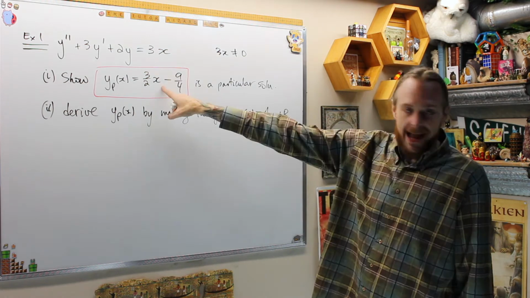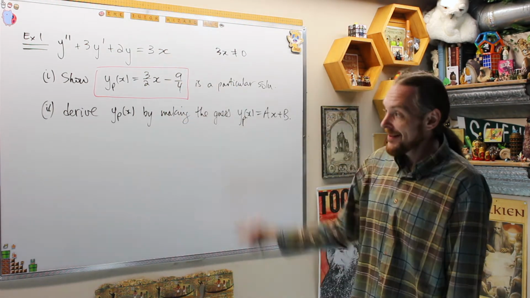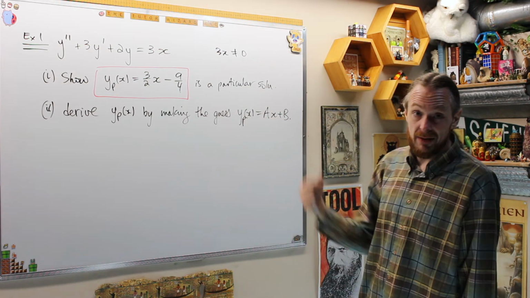That's not the magic though. How do we get this? And where are we getting this so that we could put it in there and check? That's the real question we want to answer. And that will be the method of undetermined coefficients.